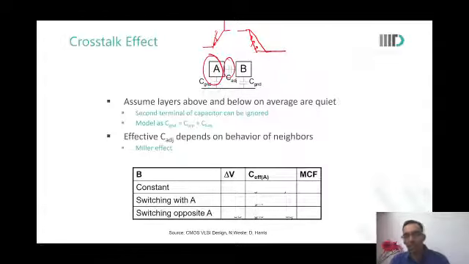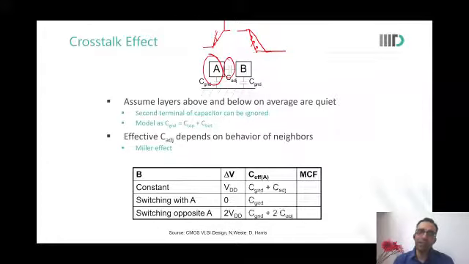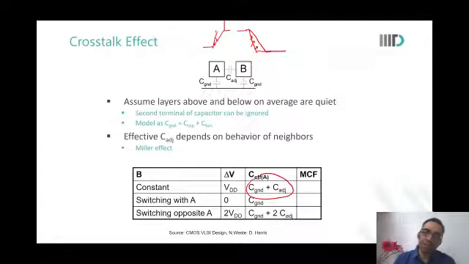So what we are essentially saying is that let us say B is constant and on A you are bringing about a transition. Okay? The C effective is C ground plus C adjacent. Now if B is switching alongside A, then what happens? Because A and B are both switching together, they appear to be same wires. So this C adjacent kind of vanishes from the picture.